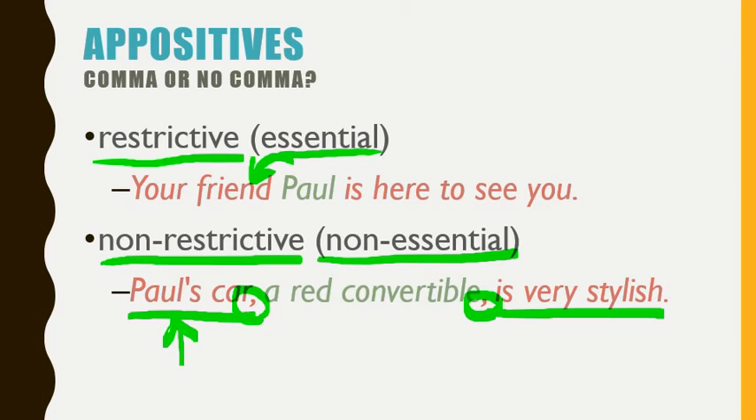So how would you read it? You would say, Paul's car, a red convertible, is very stylish. All right, so I didn't do a great job, but you should pause just a little bit when you have those commas, and you want that when the speaker is speaking, so you would add those commas when you're writing it.